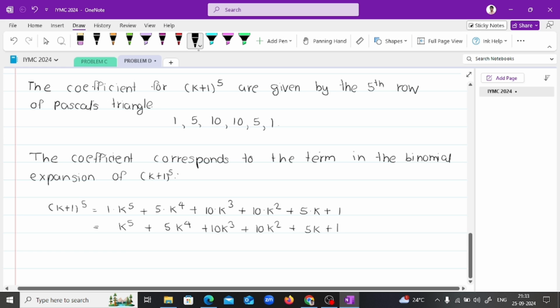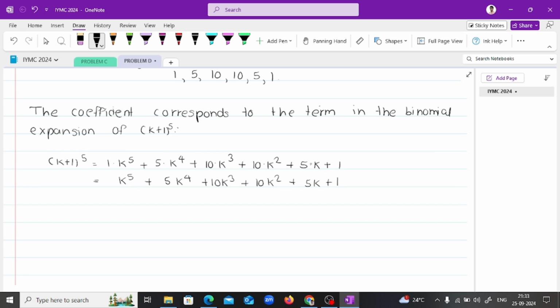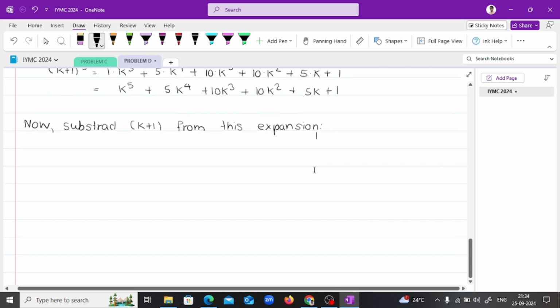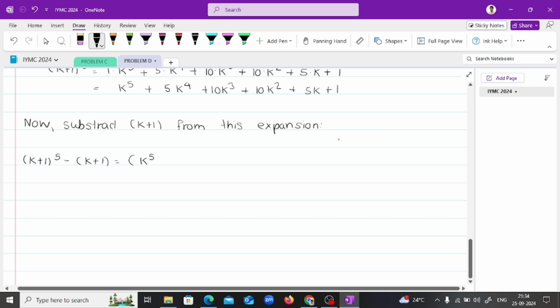Now we subtract k plus 1 from this expansion, because we need to show that k plus 1 raised to 5 minus k plus 1 is divisible by 5, and until now we have found the expansion of k plus 1 raised to 5. So k plus 1 raised to 5 minus k plus 1: the expansion of k plus 1 raised to 5 is as above, k raised to 5 plus 5k raised to 4 plus 10k cube plus 10k square plus 5k plus 1, minus k plus 1.